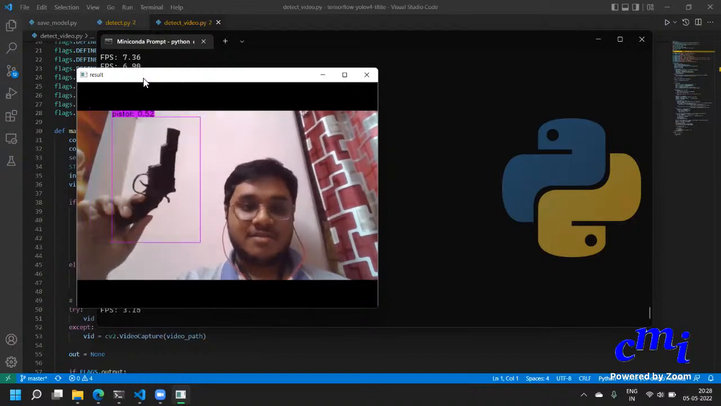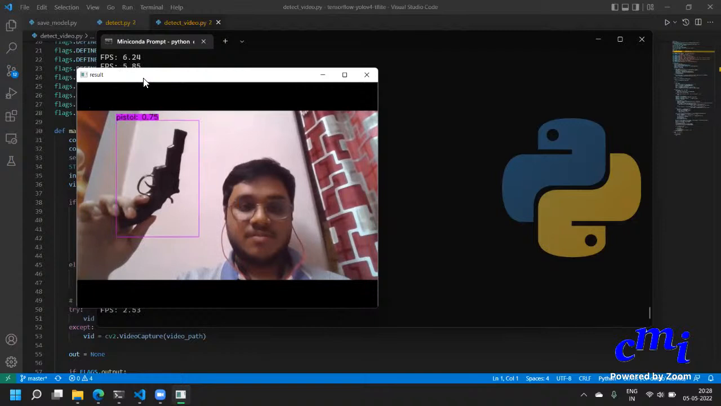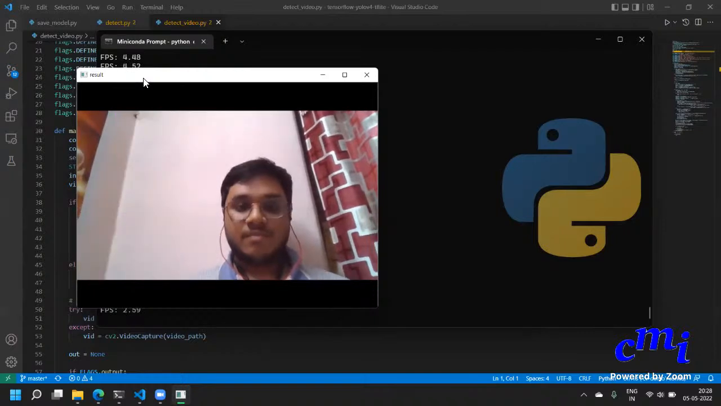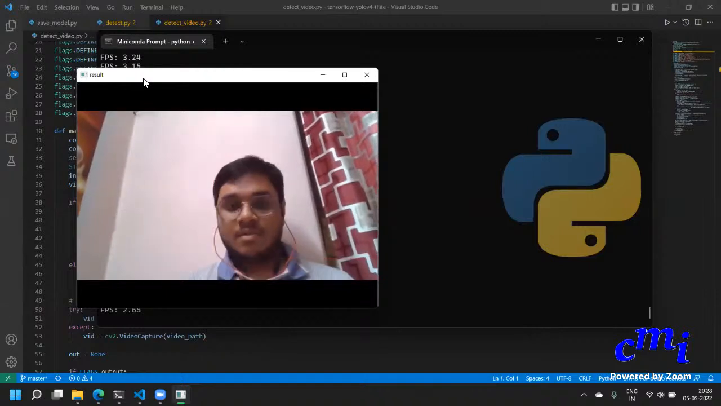It's not possible to read the accuracy or the confidence with which this is being predicted. I think you can change the color of the bounding boxes, or make it slightly bigger.